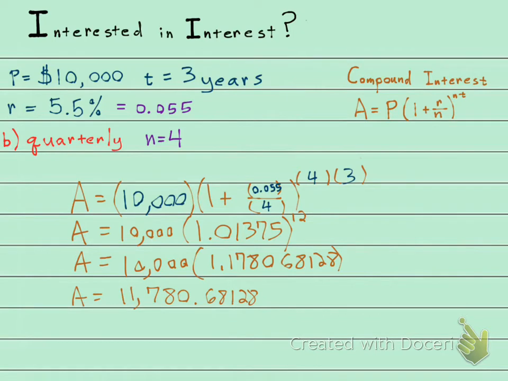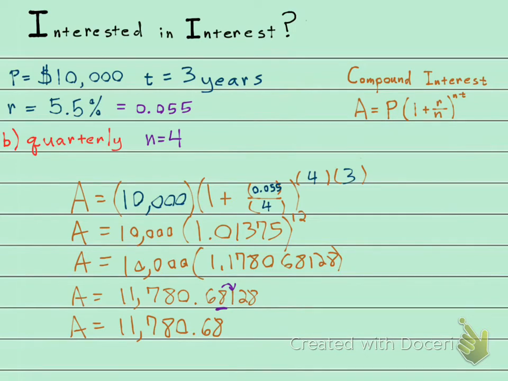All right, we're going to round to the nearest cent. I'll look to the right. It's not going to make that 8 go up to a 9. So compounded quarterly, 4 times throughout the year, is $11,780.68. I made $1,780.68 just by investing it.